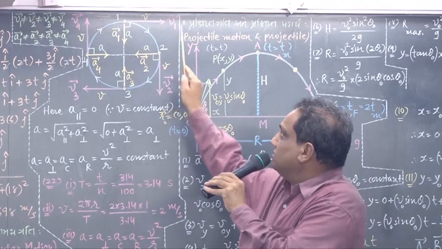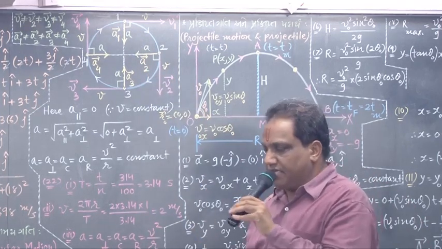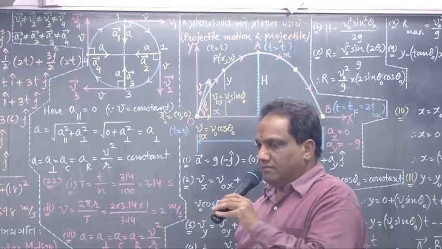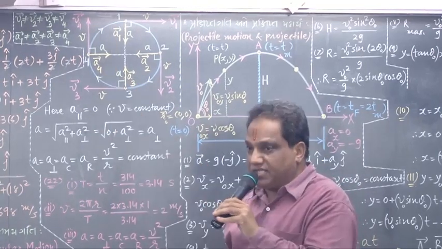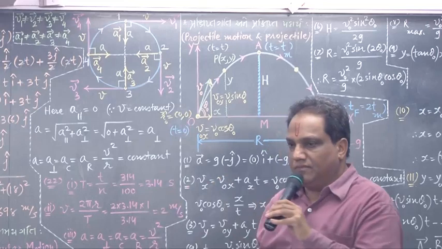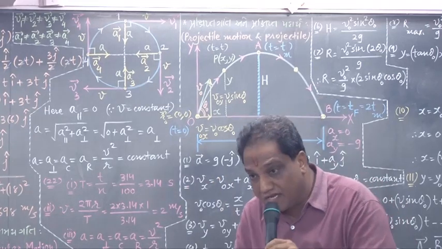This is along the positive x-axis, then this is along the negative x-axis. This is along the positive y-axis, then this is along the negative y-axis. So the directions are different.